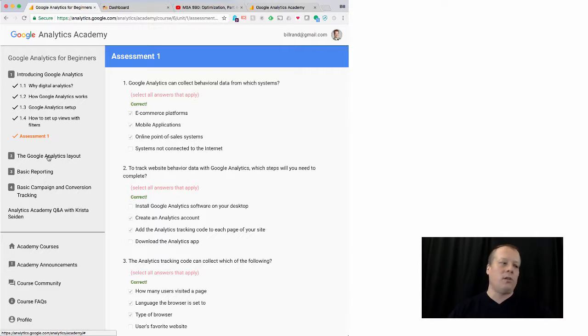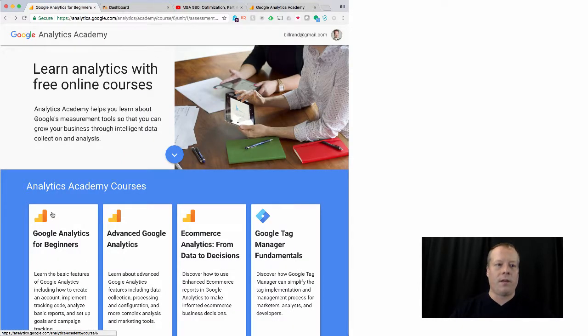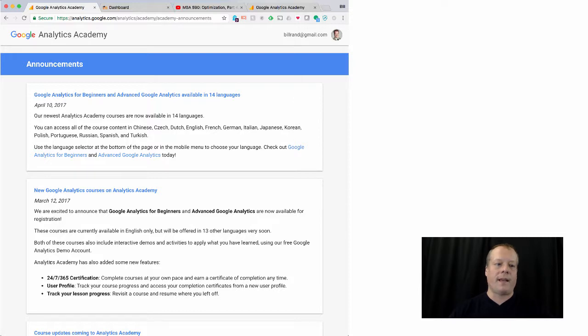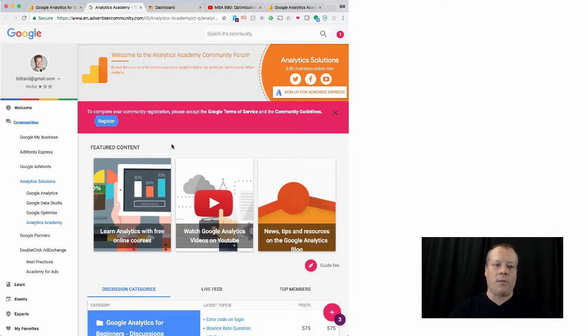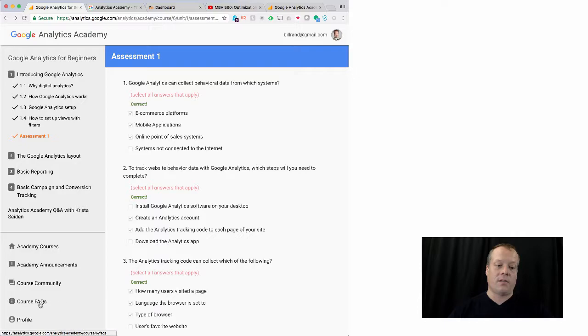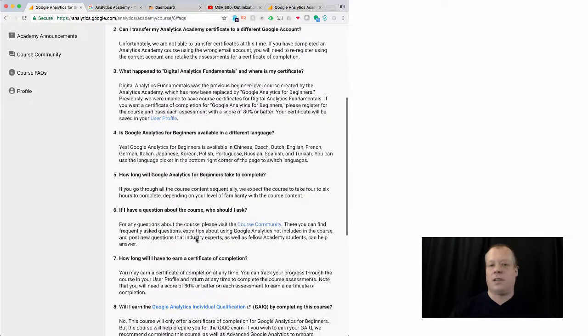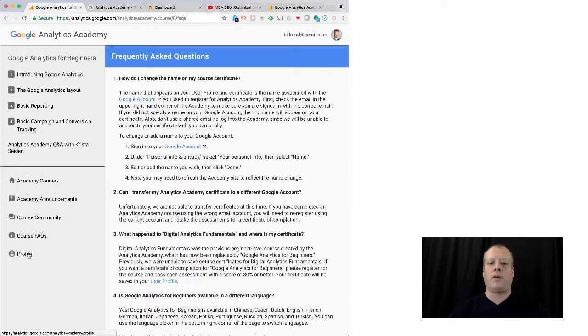And the beginner one goes through things like what analytics is, what the layout is, basic reporting, campaign and conversion tracking. You can look to see the other courses that are available, right? There are different announcements that might come up at some point along the way. And interestingly enough, there's also a community where you can talk to other people about Google Analytics, right? And understand what's going on. See what's happening. So this is a way for you to exchange ideas with other people who have similar topics to you, right? There are some questions about how to change the facts that you can read through. And of course, you can click through and modify your profile.